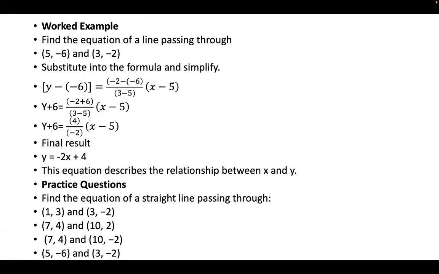Y plus 6 equals 4 over negative 2. And then the last one, before the final result. What are we cross multiplying? I want to know what we are cross multiplying.